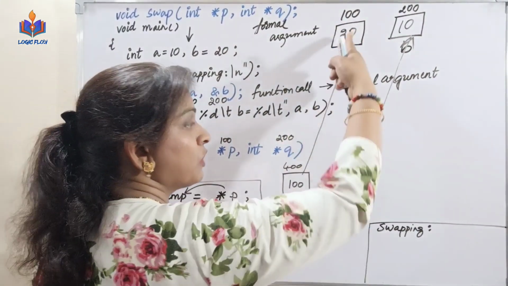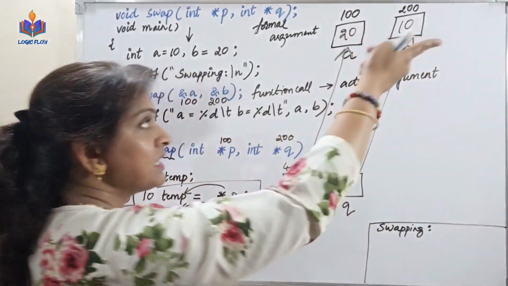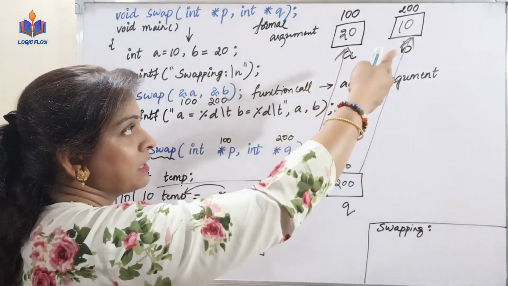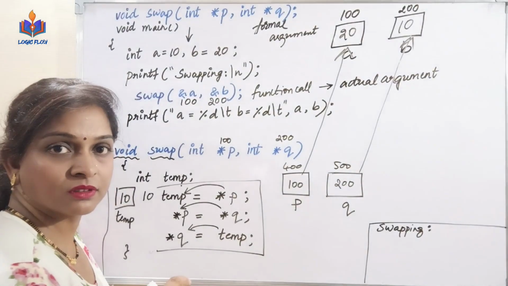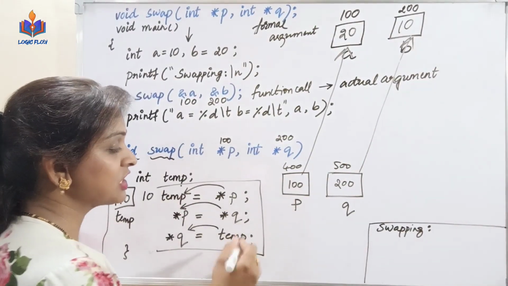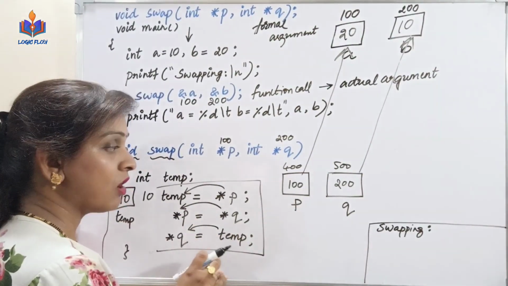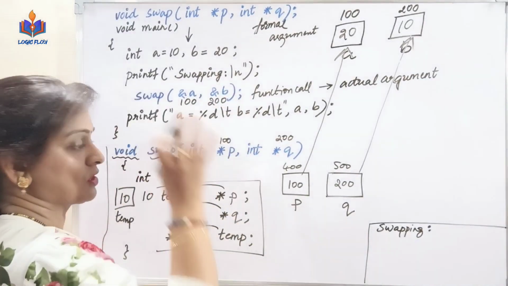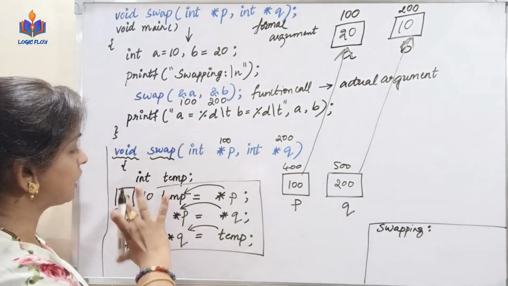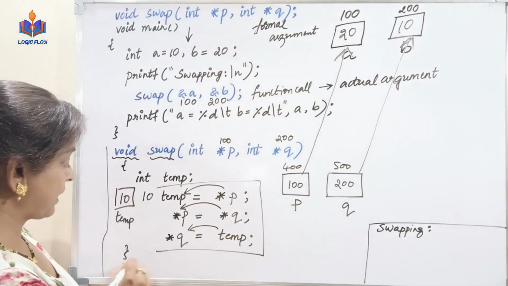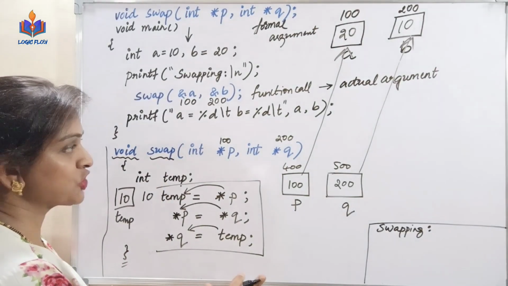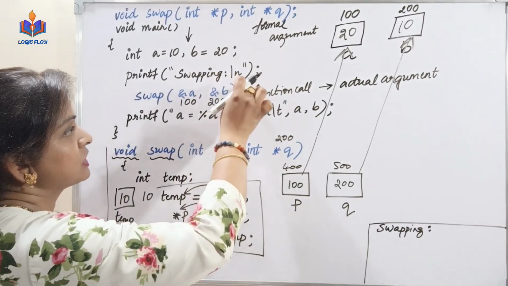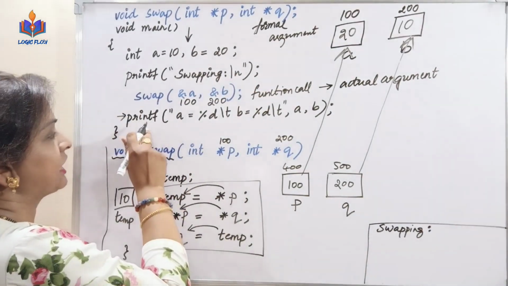See, P is pointing to 100, Q is pointing to 200. See, the values of A and B are interchanged. So the changes that I did in the called function reflect back in the calling function. So this complete part is done. The control will be, see, this flower bracket of the subfunction is done. Control will be back to this place. Then the next statement gets executed.